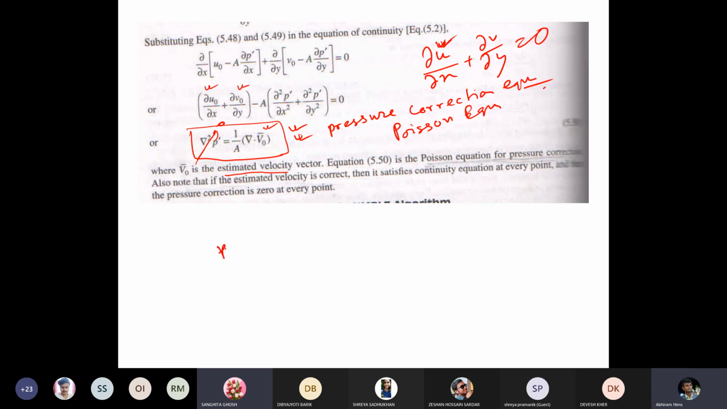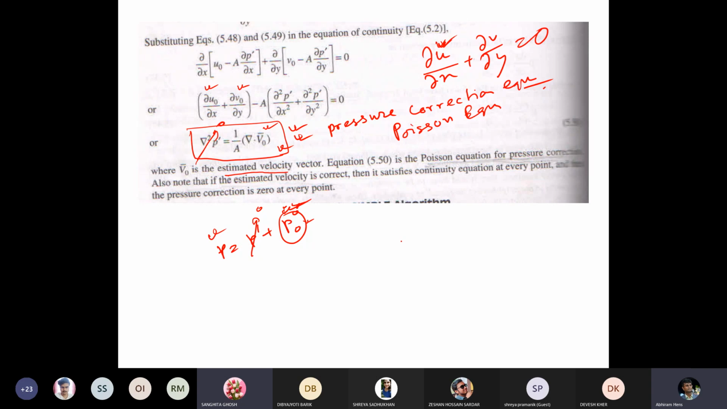What does the correction term being 0 mean for p? p is p dot plus p0, where p0 is the estimated value. If your estimation is correct, the pressure correction will be 0. When the pressure correction is 0, this p will be equal to p0. So that will be the acceptable solution.